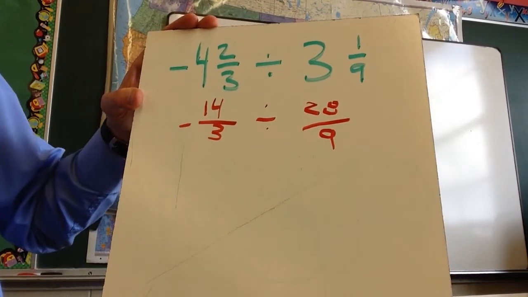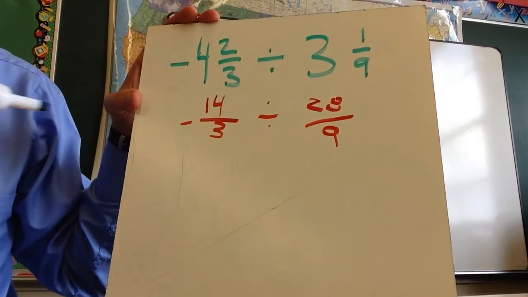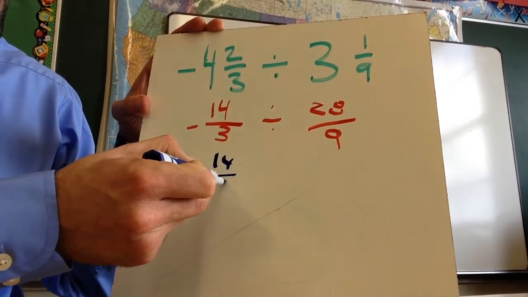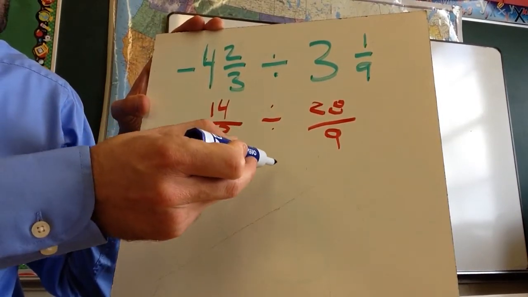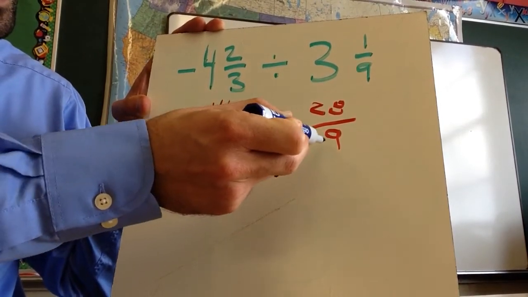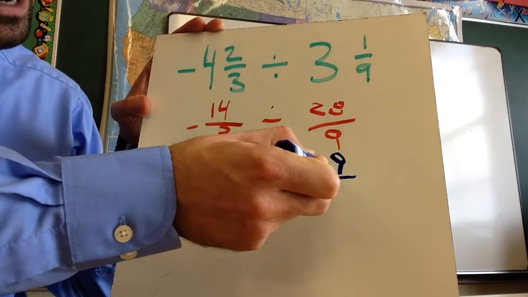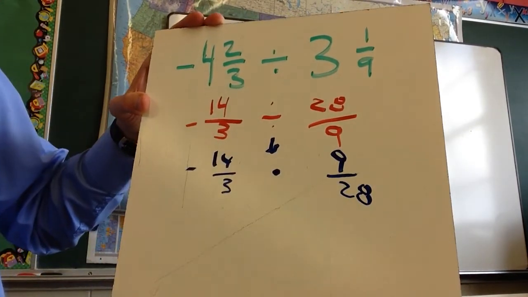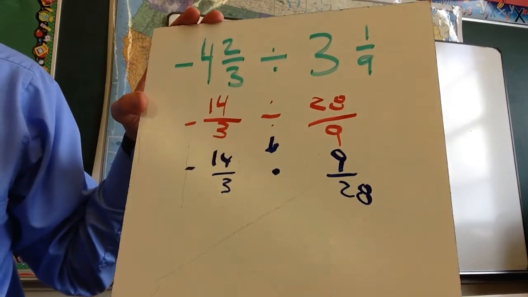Now, the next step is going to be to do the multiplicative inverse and change this to multiplication. So this is still negative 14 over 3. Remember, you can't touch the first fraction. This becomes multiplication, and I have to flip this fraction, so this is now 9 over 28. And then at this point, I can start to do some cross-canceling.